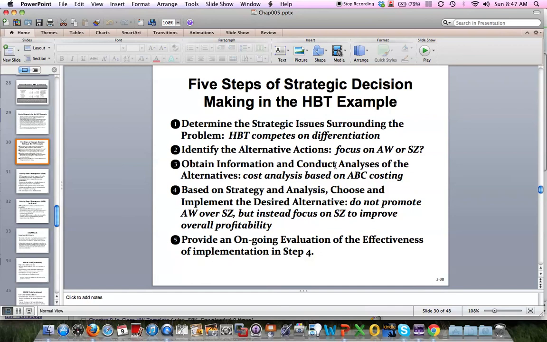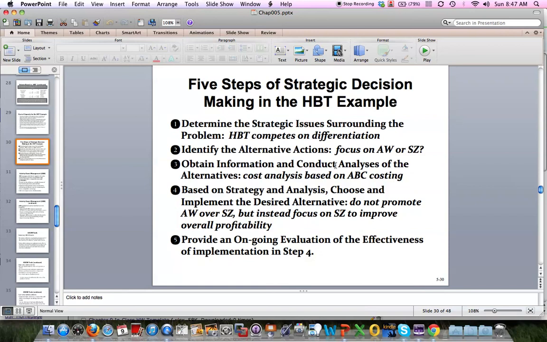They could look at the market and figure out, could we change our pricing? Could we drop SZ's price a little bit and sell more? Could we raise the price of AW and still be competitive based on realizing that our costing wasn't very good and so on? So question 5 is kind of just ongoing.